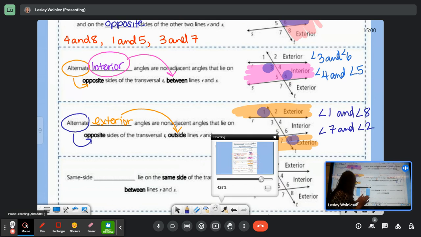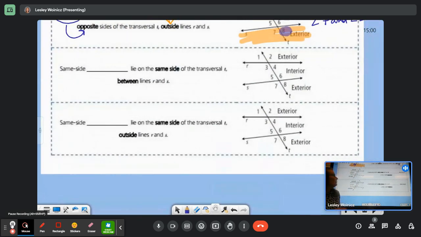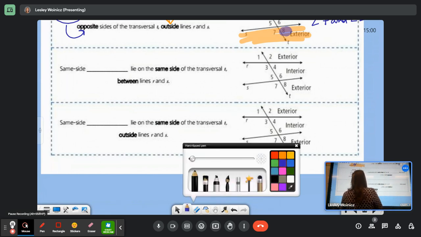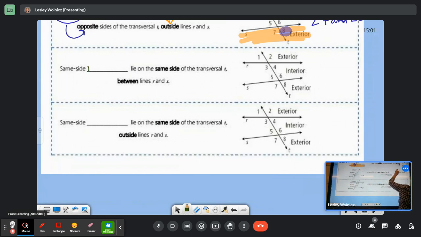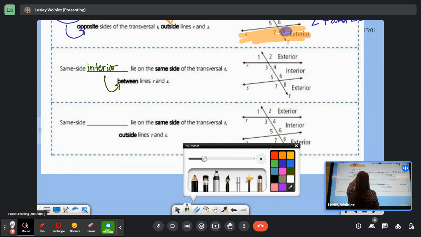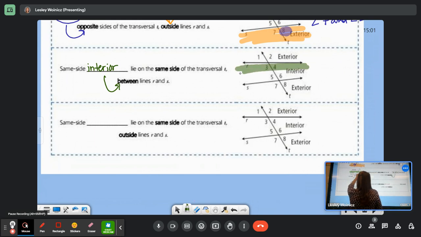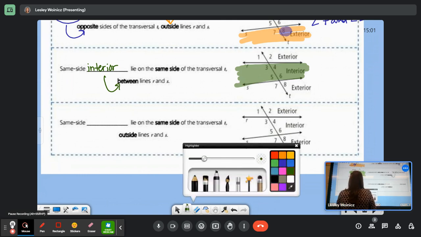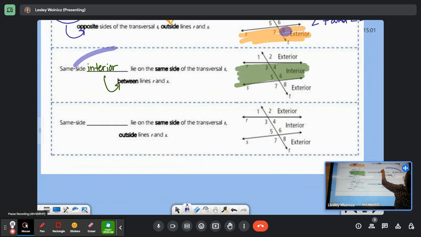So far, so good, right? All right. Same side interiors. Okay, so interior means that they are between lines R and S in the interior of your picture. Same side kind of means what it means. It means they're on the same side of the transversal.